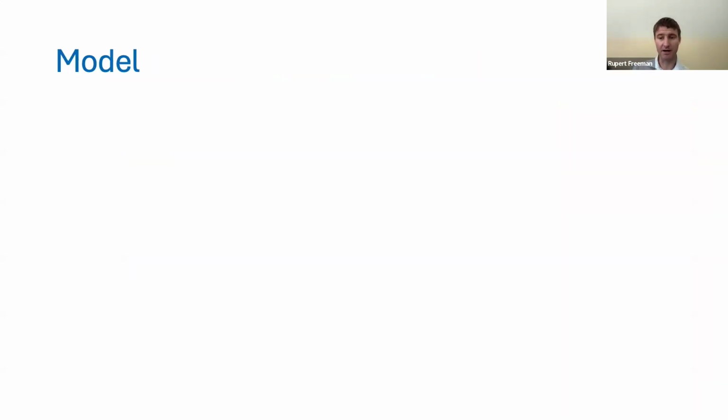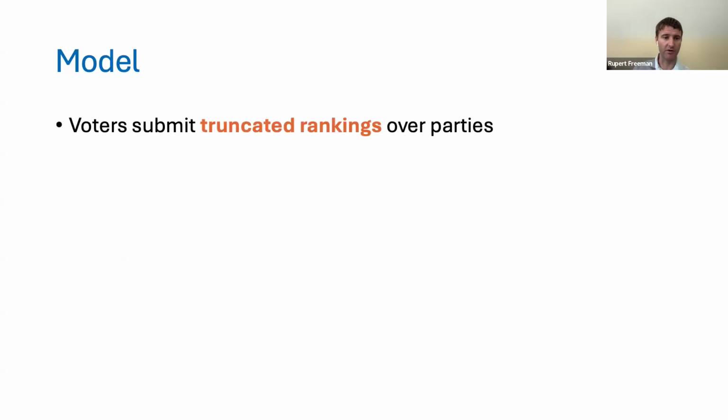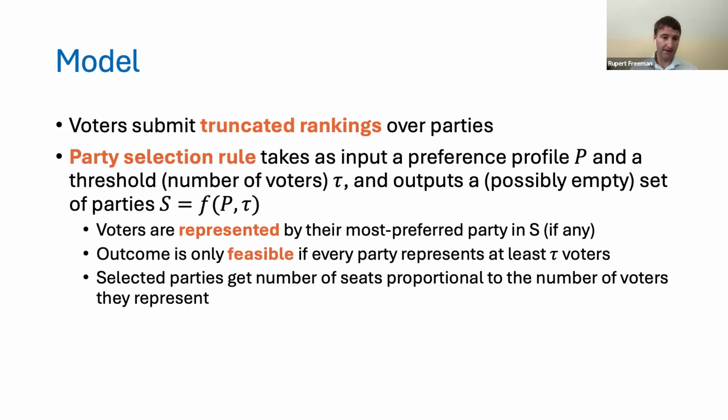Okay, so let me start by giving you the model that we're working with. We'll have voters submit truncated rankings over parties. And then we'll have a party selection rule that takes as input a preference profile, the set of rankings, and a threshold. Thresholds for us will be numbers of voters rather than a fraction of voters. That just makes our notation a bit easier. And it outputs a set of parties, S, that we do allow to be empty.